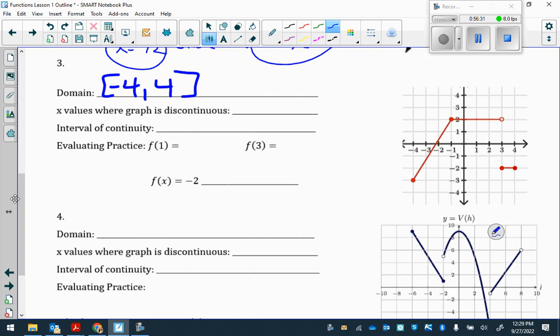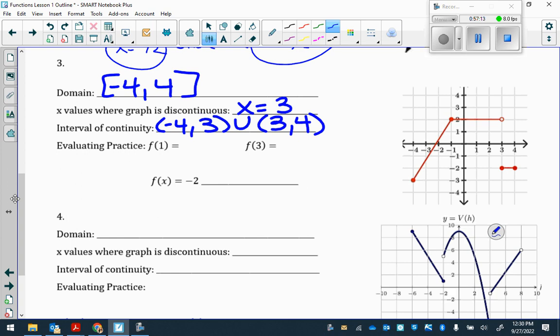Where is the graph discontinuous? Where do you have to lift your pencil? Yep. 3. Okay. Now, interval of continuity is looking at the pieces. So this is your first piece. From where to where? In parentheses only. The first piece. Julia? Perfect. Good. Domain is looking at the big picture. Intervals of continuity, splitting it into pieces. Sometimes they may be the same.